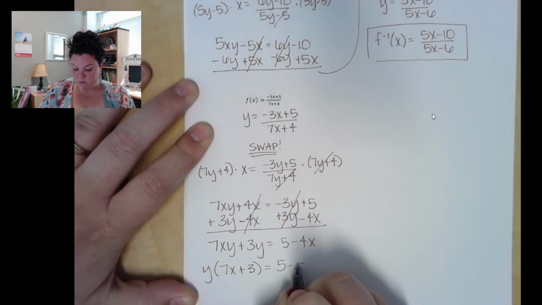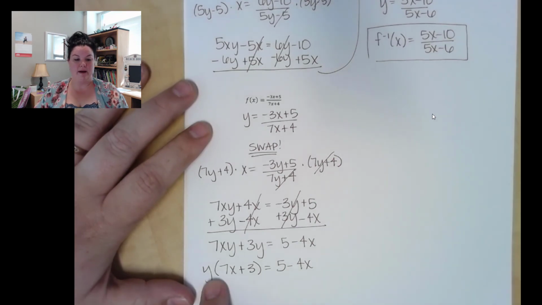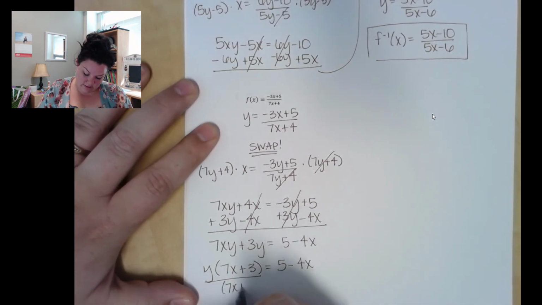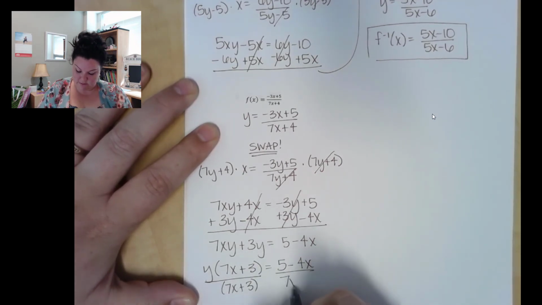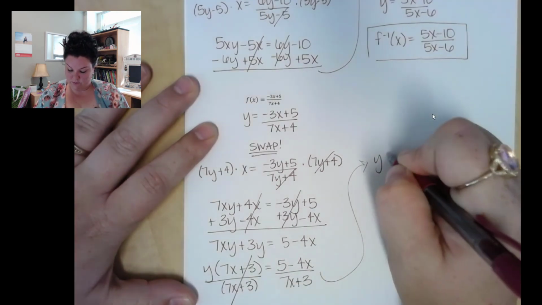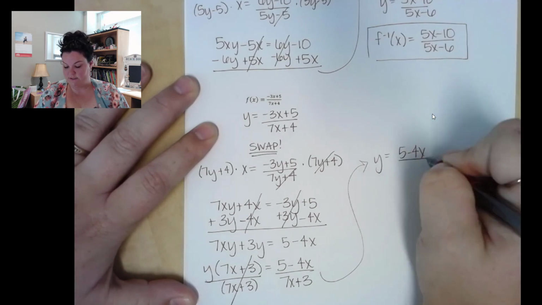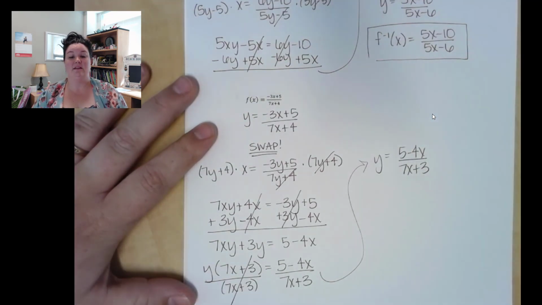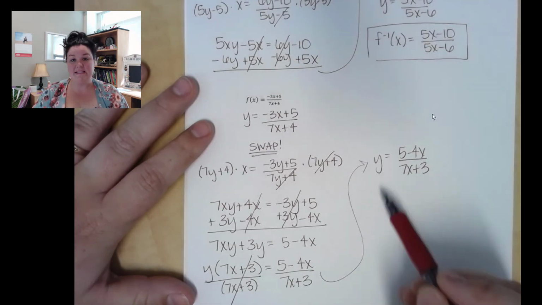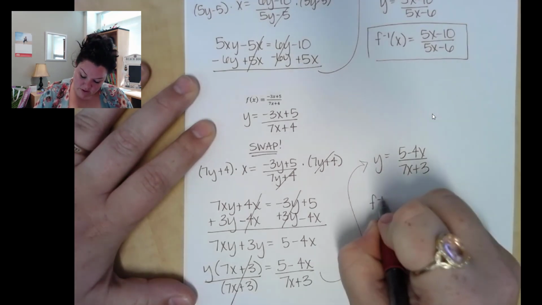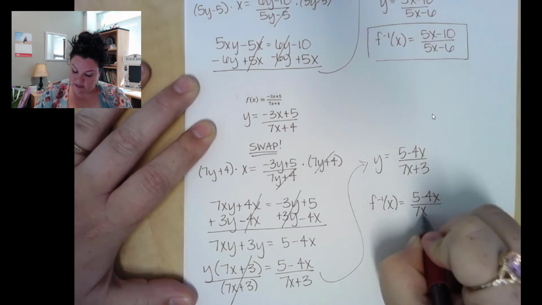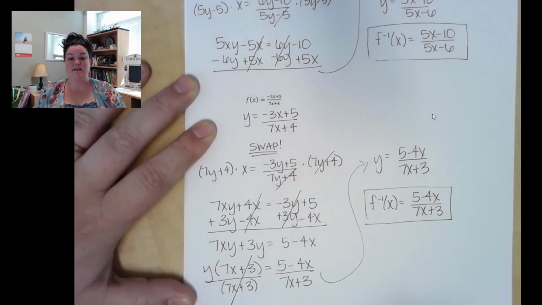equals 5 minus 4x. And now I can get this y all by itself by just dividing off that quantity that it's being multiplied by, 7x plus 3, 7x plus 3. So this tells me that y is equal to 5 minus 4x over 7x plus 3. And then the last step is, remember, I want to write it back in function notation. So I just replace that f of x with my inverse function. So f inverse of x equals 5 minus 4x all over 7x plus 3. I just leave it like that.